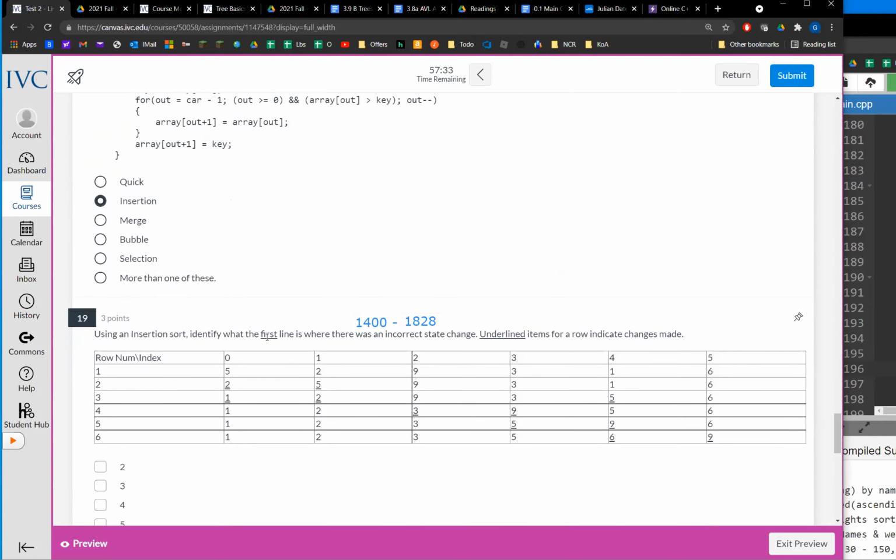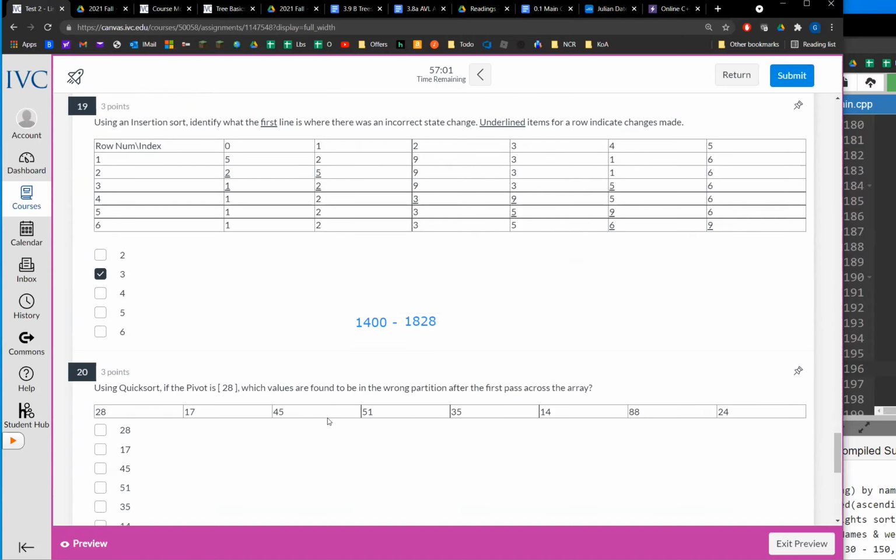Yeah, using insertion, find the first one in an incorrect state. So we have our initial state, 2 shifts over, and then 1 all of a sudden moves. So row 3 is incorrect, right? Should have had just 259 as row 3, and then 1, 2, 3, 5, 9, all fun stuff. Anyways.